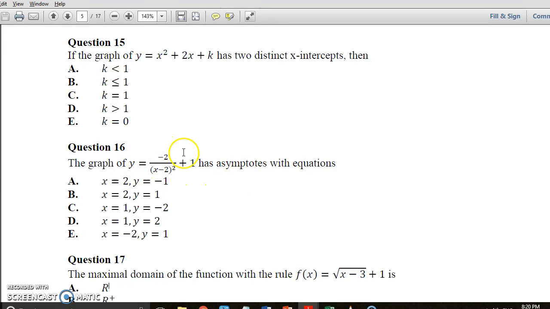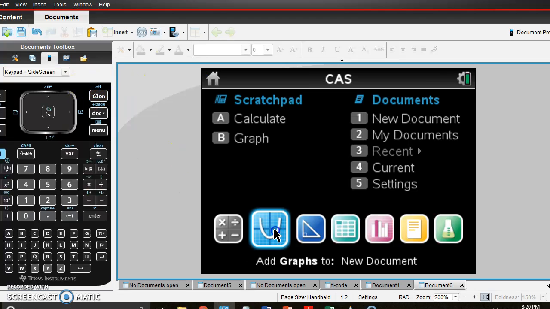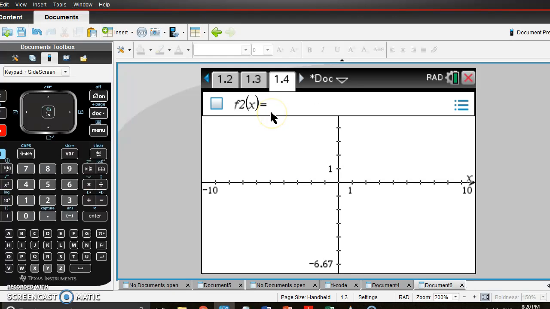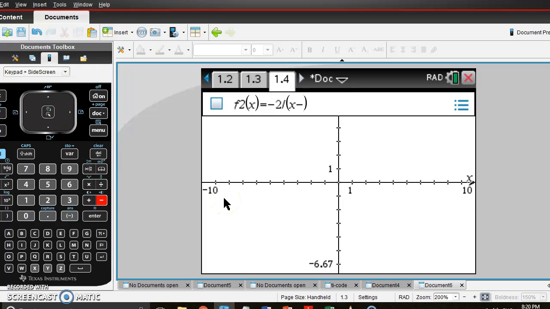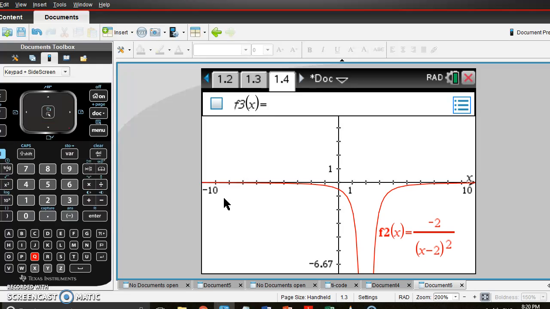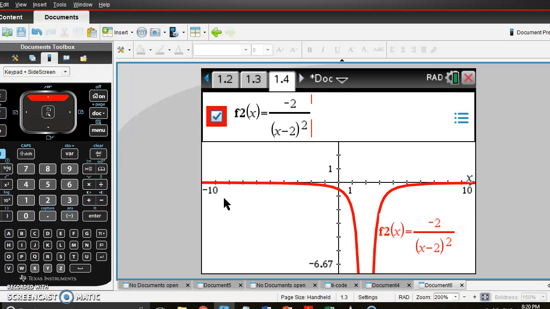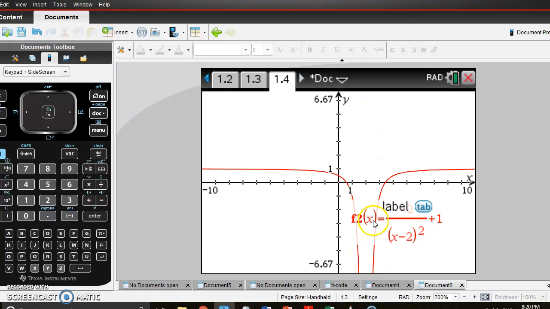So what we do, we graph that. Tab -2 divided by open brackets x minus 2 all squared, and then we have a plus 1. Whoops, I graphed it by accident there. Plus 1. So there we can see we've got an asymptote at 1, and then we've got another one here at 2.